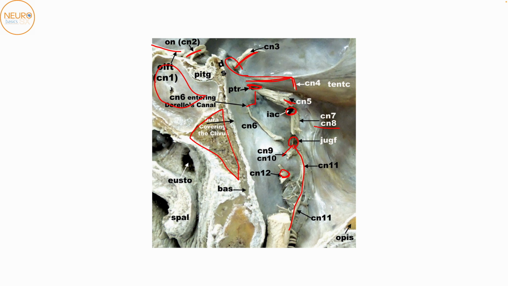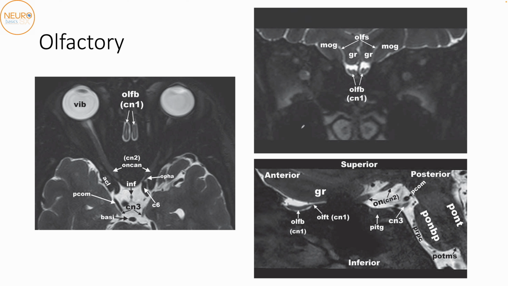Right, so we can identify all of these structures even on imaging as well. So as we know, cranial nerves 5, 6, 7, 8, 9, 10, 11, 12 will be seen in the posterior fossa. The rest we can identify in the supratentorial region.